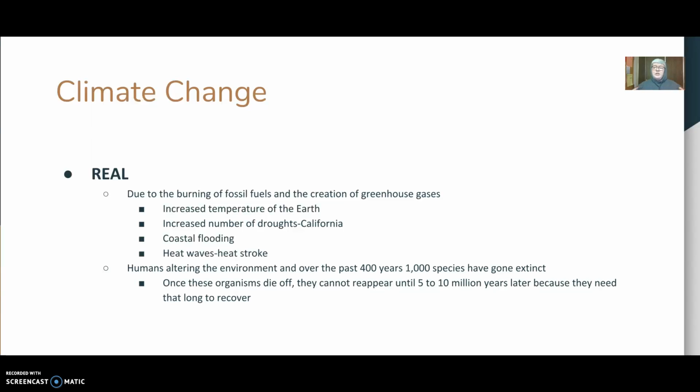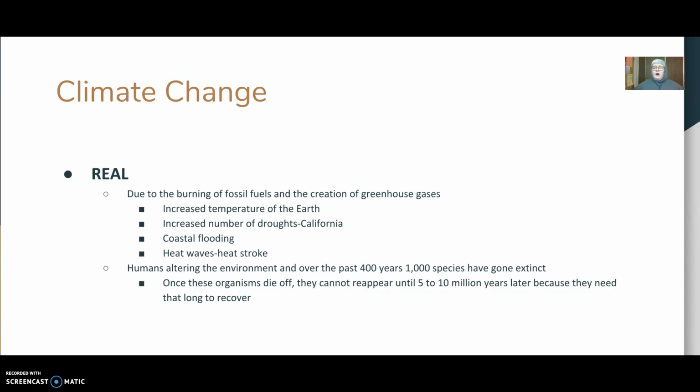So I think climate change is good. Through the burning of fossil fuels and the creation of greenhouse gases, the Earth's temperature has increased, and there's also an increased number of droughts, like the ones that have happened in California. And there's also coastal flooding, heat waves, which can cause heat stroke and is very dangerous.